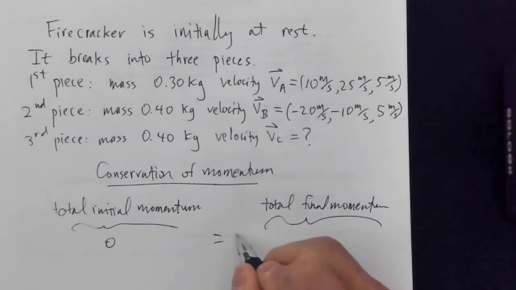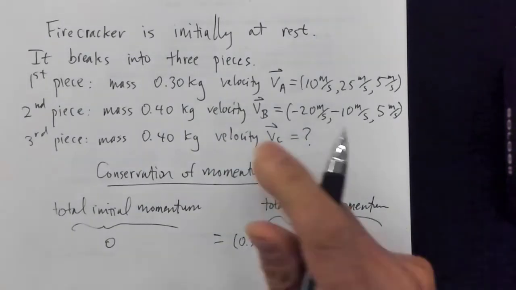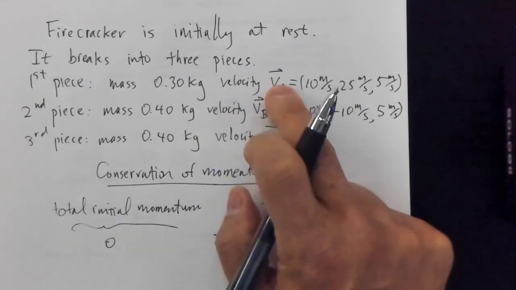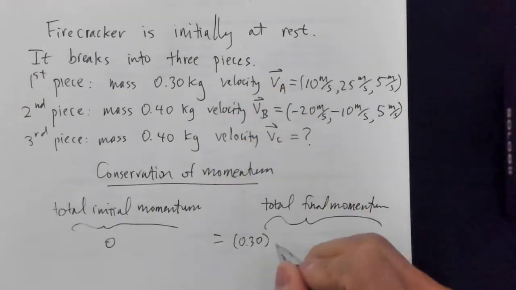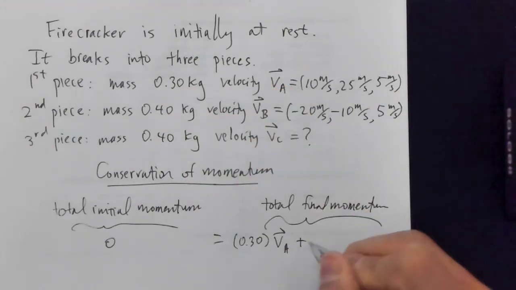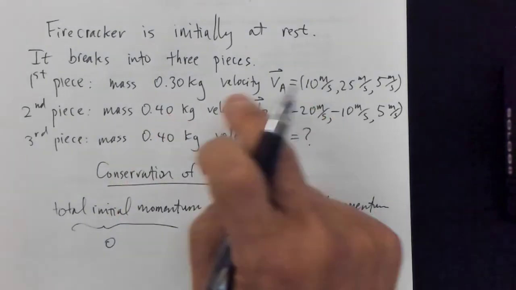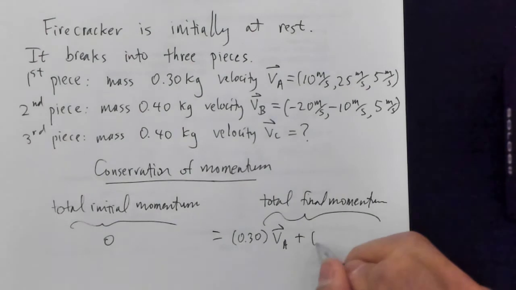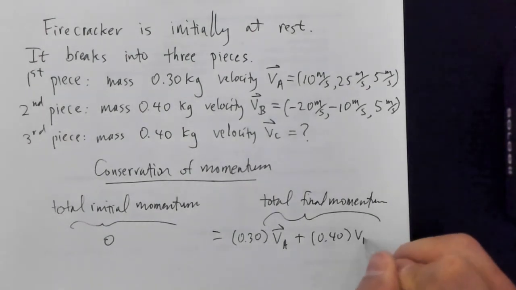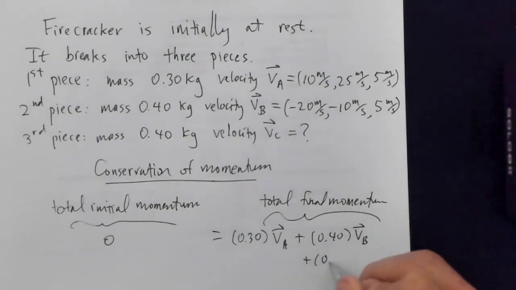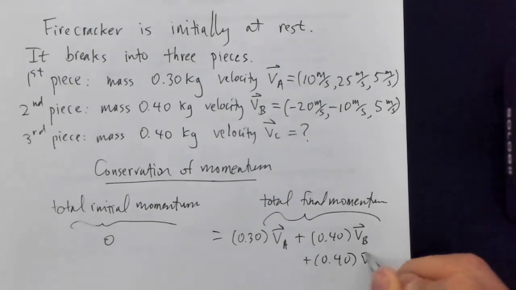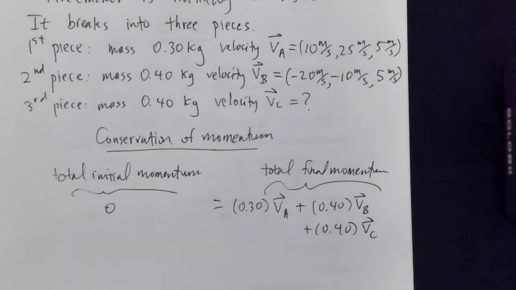Okay, so we have the 0.30 kilogram mass. That goes with the velocity VA. Let's write it like this. And then we have the 0.40 kilogram mass, the thing in the middle, and so that goes with velocity VB. And then we have the 0.40 for velocity VC. Okay? Everybody's with me on that?